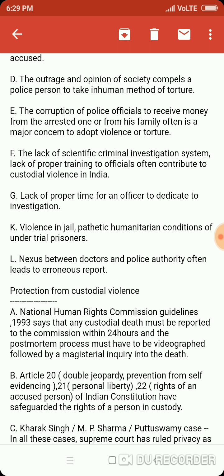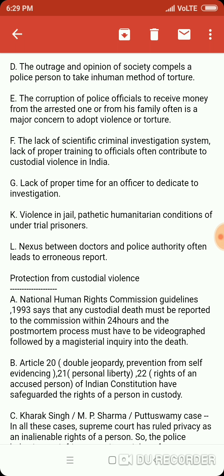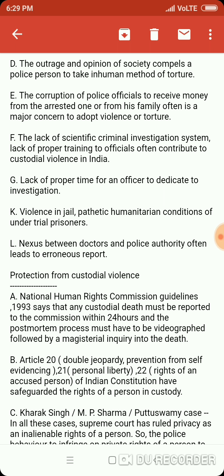The corruption of police officials to receive money. It means what? Sometimes police want to take money. They know the advantage of taking money, and how to extract money from the family of the concerned accused. That is why they try to impose torture on the accused person, so that his family is compelled to compromise with the police in exchange for a hefty amount of money.